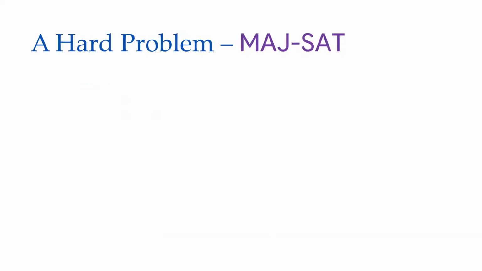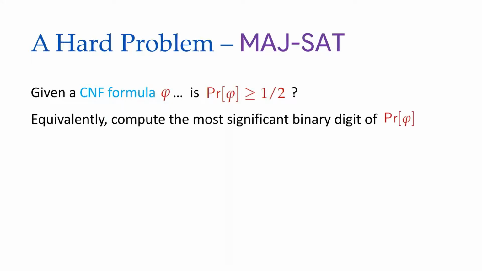In this problem, we're given a CNF formula phi and want to know if it's satisfied by at least half of all possible assignments to its variables. If we consider the fraction of satisfying assignments as some number between 0 and 1 written in binary, majority SAT is asking us to compute this fraction's most significant binary bit. And this problem is complete for the class probabilistic polynomial time, which I won't formally define, but you should think of as about as hard as #P.